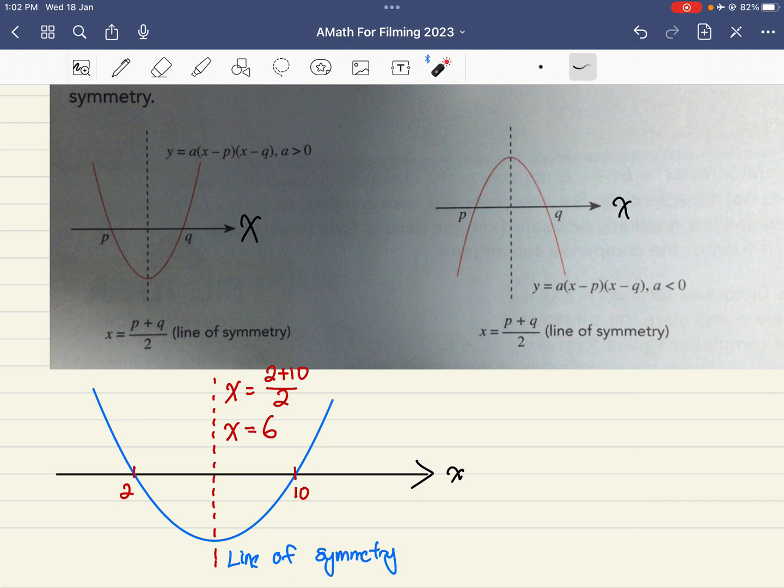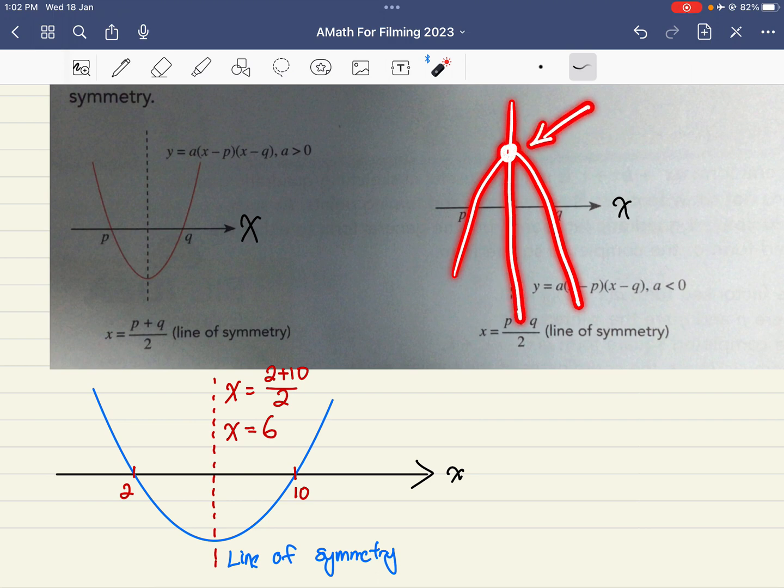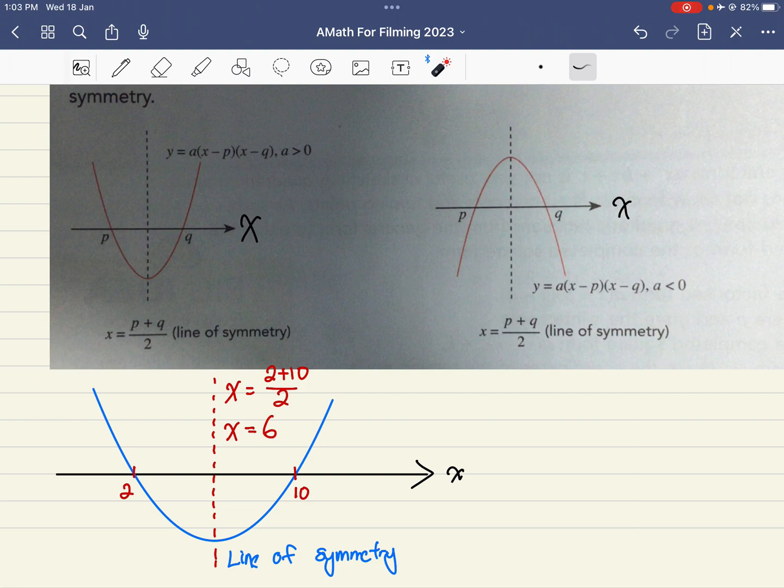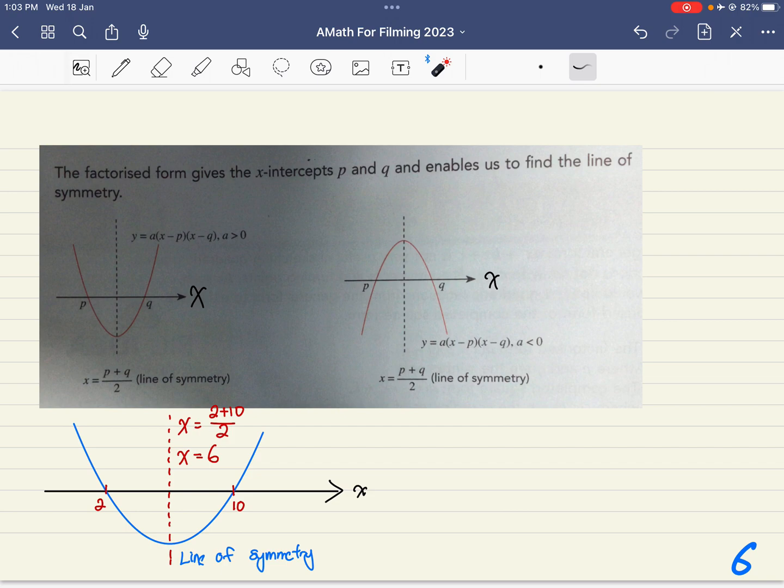What does the line of symmetry do? The line of symmetry divides the graph exactly into half and half. So it's like a mirror. It mirrors the graph, and that is known as the line of symmetry. Another important point is that the line of symmetry will pass through the maximum point, or in this case, the minimum point. So in an example later, you can see that we can use the line of symmetry to help us find the coordinates of the turning point.